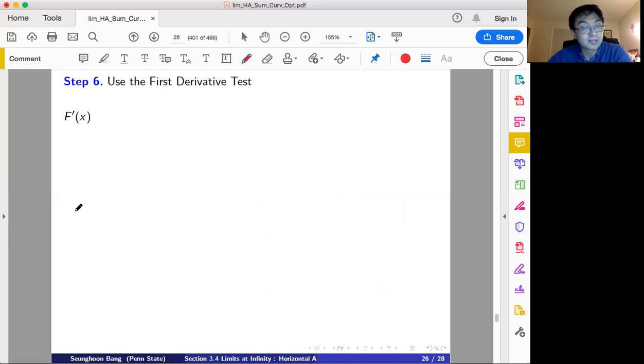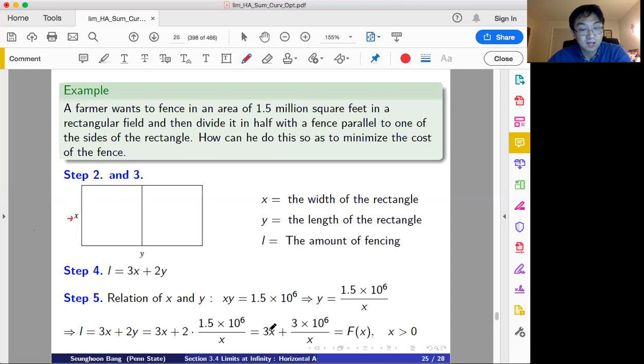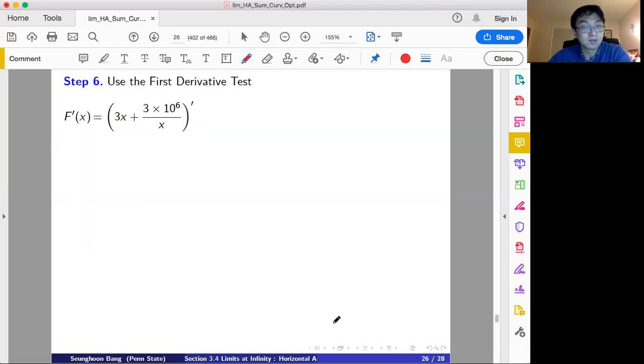So f prime of x is 3x plus 3 times 10 to the 6 over x, prime, right? Take this one prime, this one prime. What's 3x prime? 3. What's 3 times 10 to the 6 over x prime? We have 3 times 10 to the 6 times x to the minus 1, prime.